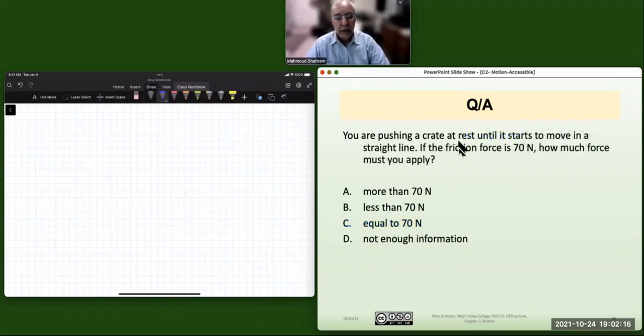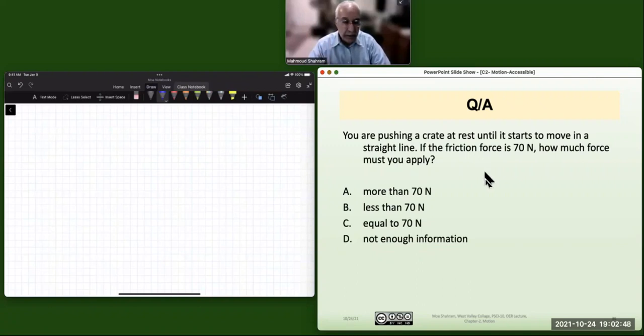You are pushing a cart at rest until it starts moving in a straight line. Now, if the friction is 70 Newtons, how much force must you apply? Here, the cart or object is at rest. So you need to apply a force which is a little bit more than the friction force.